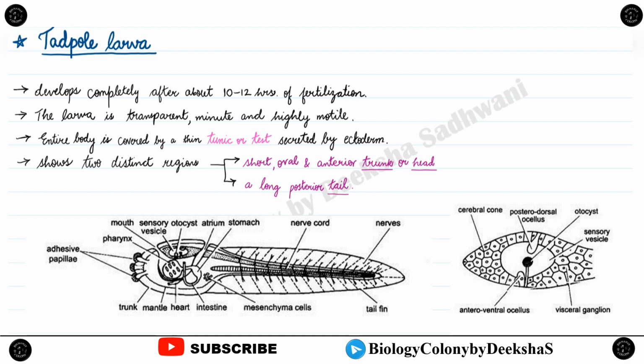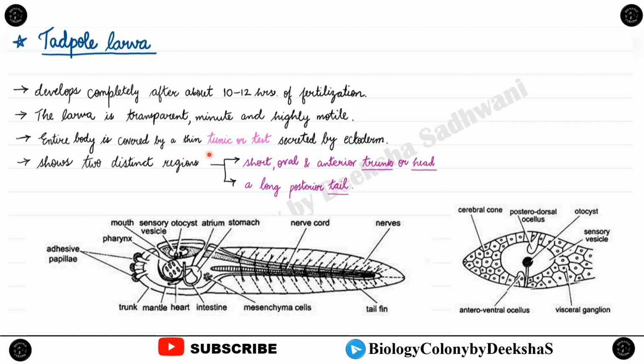So tadpole larva is the larva of Herdmania that appears to be similar to the larva of the frog. Therefore the name tadpole larva. It develops completely after about 10 to 12 hours of fertilization, as fertilization occurs in water, that is, external fertilization is found in Herdmania. The larva is transparent, minute, and highly motile.